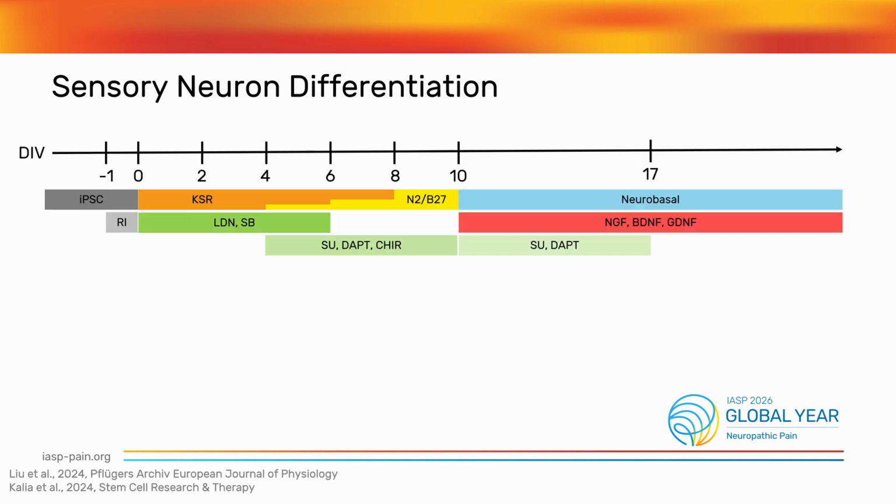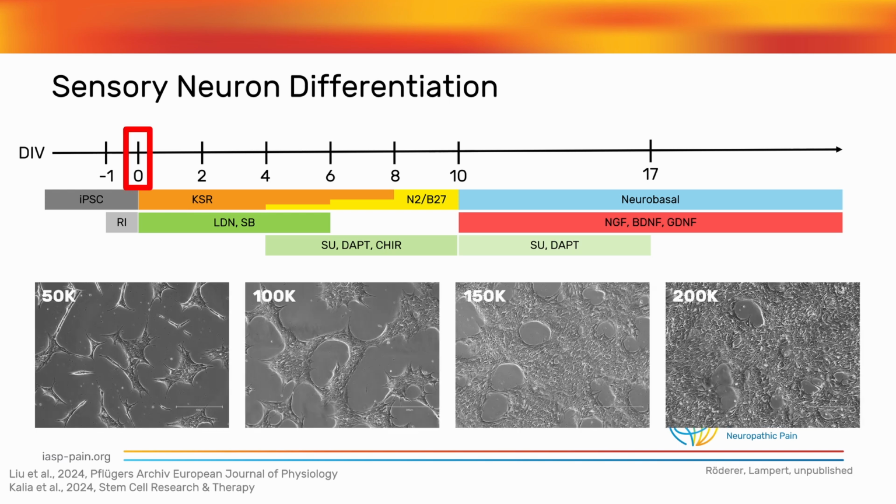Here you can see the timeline of a recent variation of the Chambers protocol. I want to focus especially on the first 10 days, in which the iPSCs transition towards a post-mitotic neuronal identity. Starting with day in vitro 0, you can see how iPSCs look after seeding at different densities, ranging from 50 to 200,000 cells per square centimeter. Differentiation is then initiated by a media change to differentiation medium supplemented with small molecules for dual SMAD inhibition.